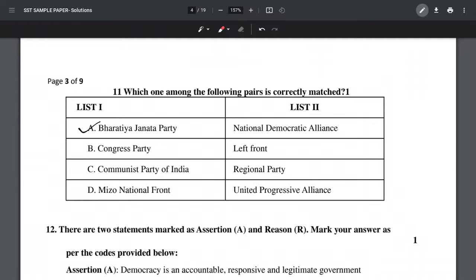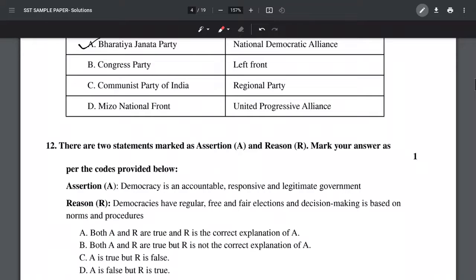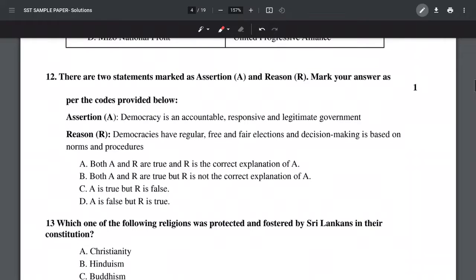So let's continue. Next question is an assertion-reason based question. Two statements are given. You have to tell whether both of them are correct or wrong, and if they both are correct, whether R is the correct explanation or not. So let's read it. Assertion says democracy is an accountable, responsive, and legitimate government. Yes, that's a true statement. Reason: democracy has regular free and fair elections and decision making is based on norms and procedures. That is also true.